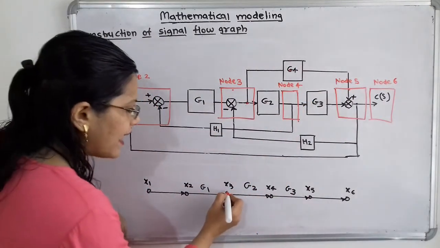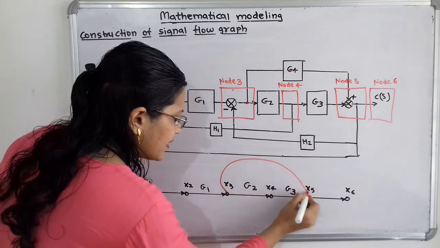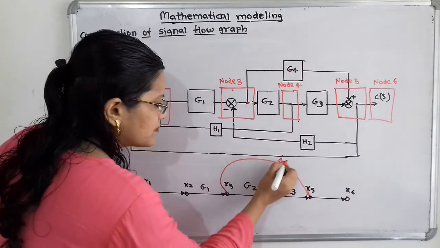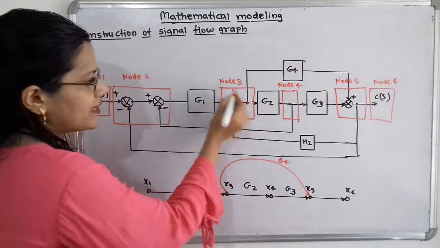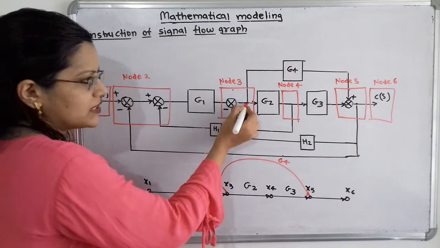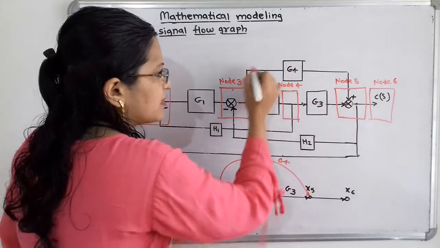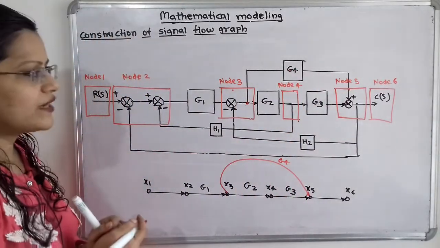So for that I have to combine this x3 and x5 indicating arrow, and what is gain? Gain is G4. So this takeoff point is considered as node 3. This summing point is considered as node 5. So 3 to 5 here is G4. That point is clear. Now next.